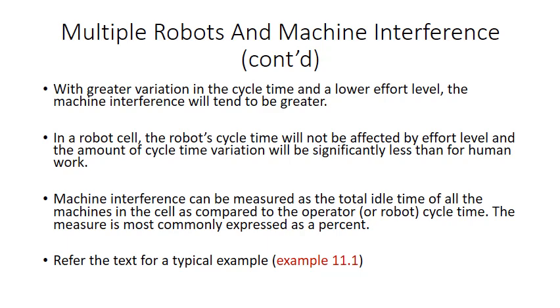Machine interference can be measured as the total idle time of all the machines in the cell as compared to the operator or robot cycle time. The measure is most commonly expressed as a percent. Refer to the text for a typical example, Example 11.1.